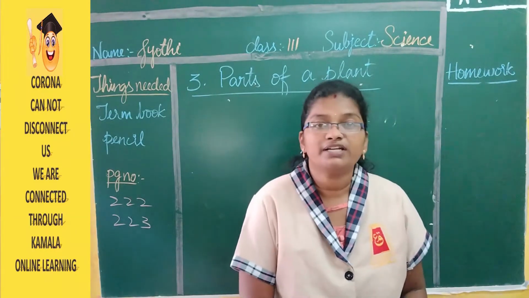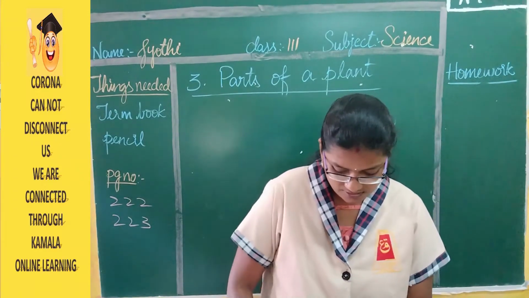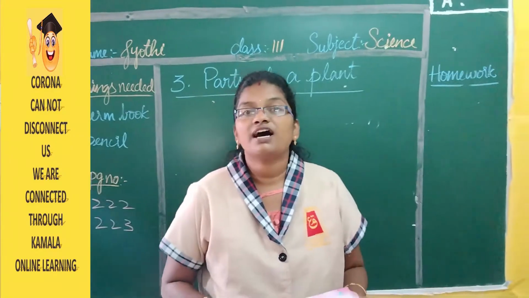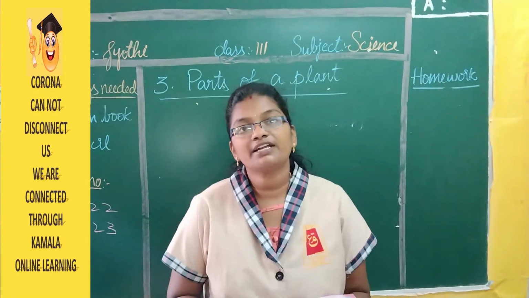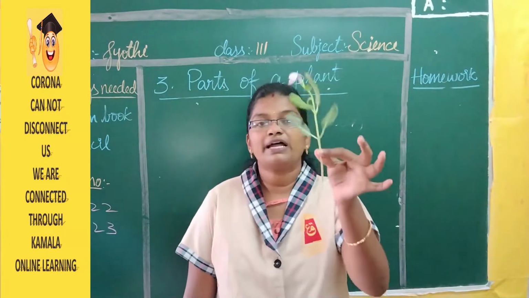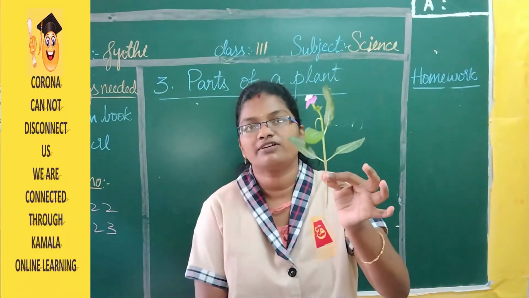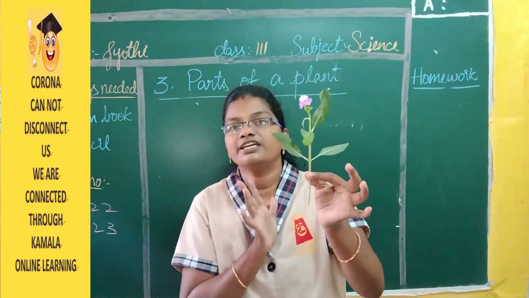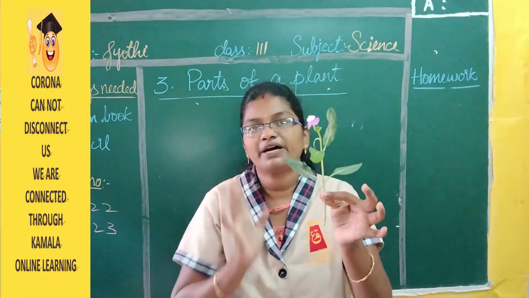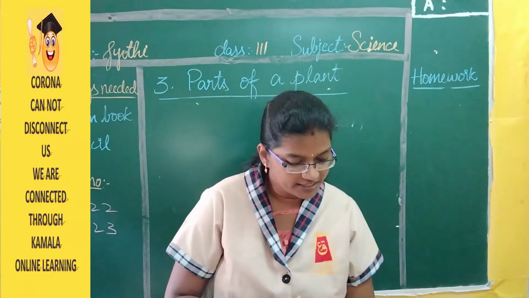So page number 221. Flowers are the most attractive part of the plant, right? If you look at this plant, your concentration will be completely on the flower because everything is green in color, but the brightest part is the flower. So flowers are the most attractive one.